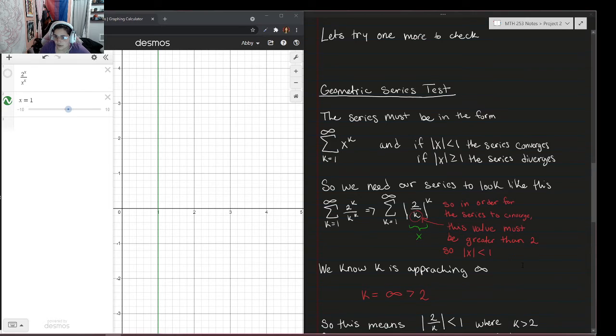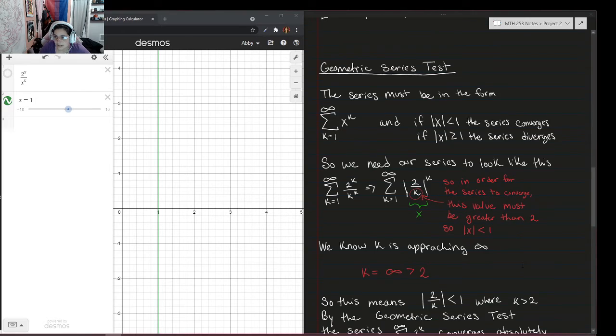The next one I chose to work with was the geometric series. The geometric series needs to be in the form where it's some constant value x raised to the power k. So I need to make my series look like that, and it doesn't quite, but we can tell that if this value k down here is greater than 2, this term x is going to be less than 1, which means that our series will converge.